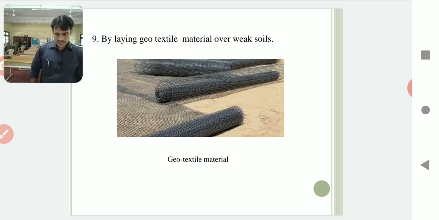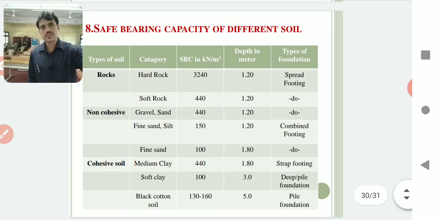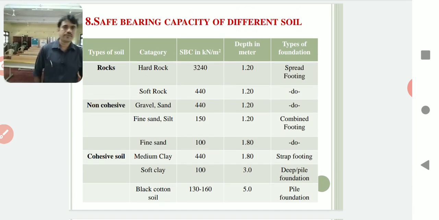For weak soil, normally cohesive type of soil, we use it. So these are some of the methods to improve safe bearing capacity of soil. Right, safe bearing capacity of different soil. I told you that for different soil, safe bearing capacity varies.